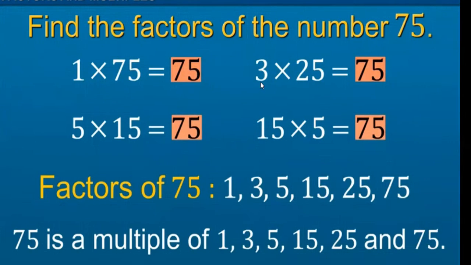Same way, if I take 3 into 25, the answer we get is 75. So this 75 is a multiple of 3 and 25. If I take a number, say 25, then 25 into 1, what do we get? 25. 25 into 2 is 50.